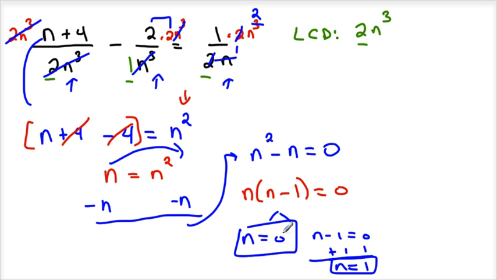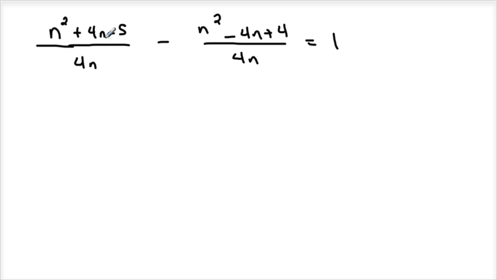Now, before we go on, can n equals 0 be a solution to this? No. It cannot be a solution because that would make my denominator 0. So we can't use n equals 0, so my only solution is n equals 1. Alright, so our next example, n squared plus 4n minus 5 all over 4n minus n squared minus 4n plus 4 over 4n equals 1 over 1. First question, what is my LCD? 4n. 4n, nice and easy. So I'm going to multiply all these by 4n.